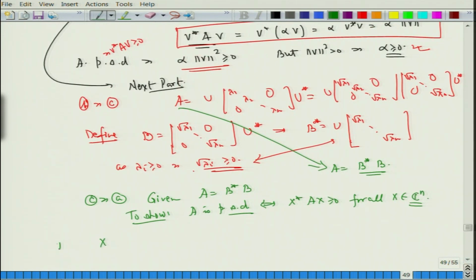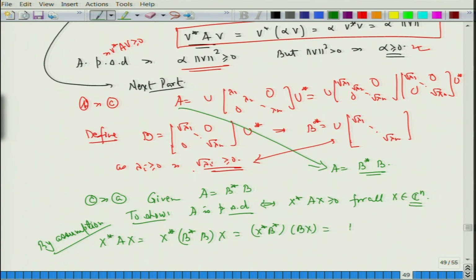By definition, or by given assumption, x star A x is equal to x star B star B x, which is the same as x star B star into B x, which is (Bx) whole star Bx, which is nothing but the norm of Bx whole square, and you know that the length of anything is greater than or equal to 0. So this is greater than or equal to 0 for all x belonging to C^n.